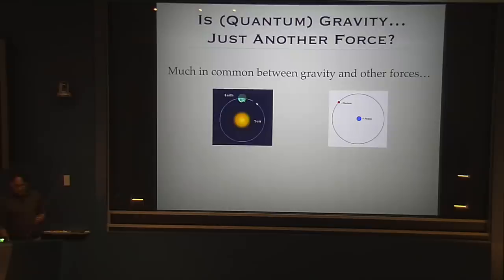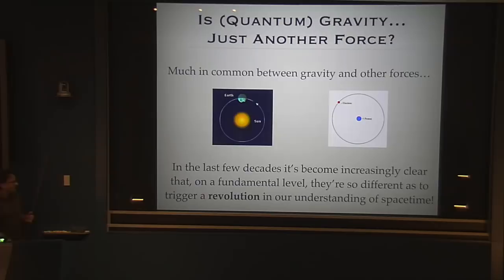So a natural thing that you might think is that gravity is just another piece of the same story, that it will be described in a very, very similar way to these other forces of nature that are combined into the Standard Model. And of course, the purpose of this talk is to contradict and undercut that idea, and to make the point that in the last few decades, it's actually become increasingly clear that, at least on a very fundamental level, gravity and the other forces of nature are very, very different. In fact, so different as to trigger a kind of revolution in how we think about space and time and the fundamental description of the universe. And so what I mostly want to tell you about today is why that's the case.